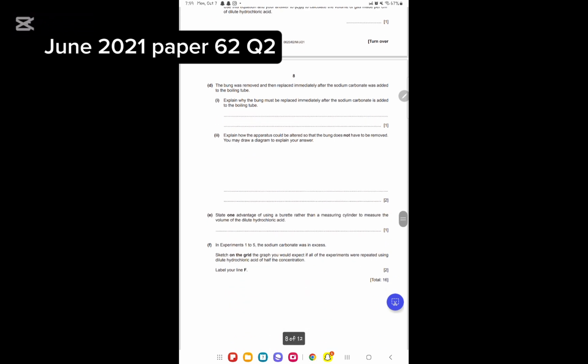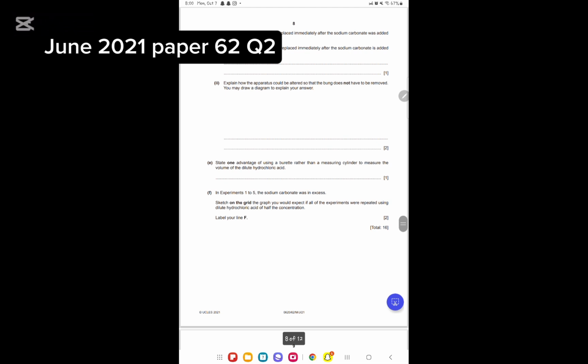Now part D. The bung, which is the stopper, was removed and then replaced immediately after the sodium carbonate was added to the boiling tube. Explain why the bung must be replaced immediately so we do not lose any gases. This is if you want to describe it in a brief way, or in a more professional way, it is to prevent the escape of gases.